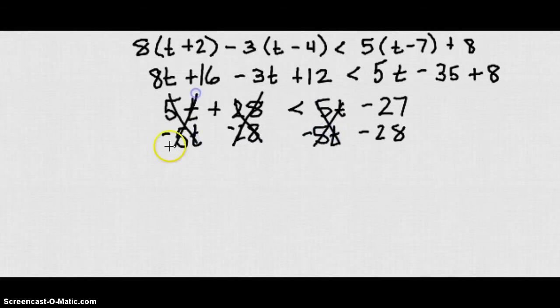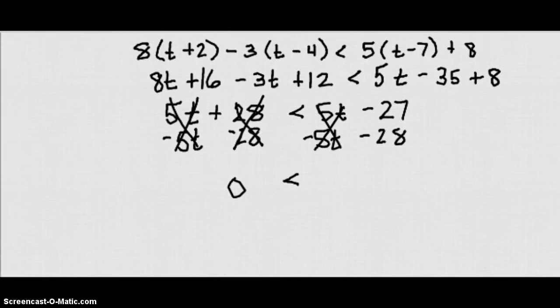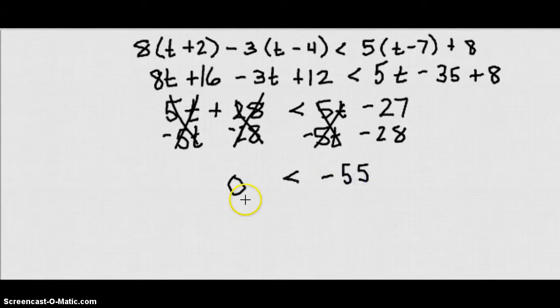Notice that it actually crosses out on this side also, because 0 is less than negative 27 minus 28, which is going to be negative 55. And we get this weird solution, 0 is less than negative 55. That is not true. So what we have here is no solution, and we'll just leave these braces empty because nothing is going to work if this equation supposes that 0 is less than negative 55.